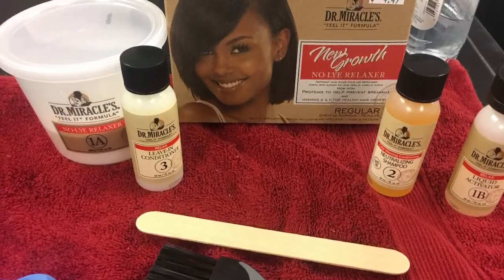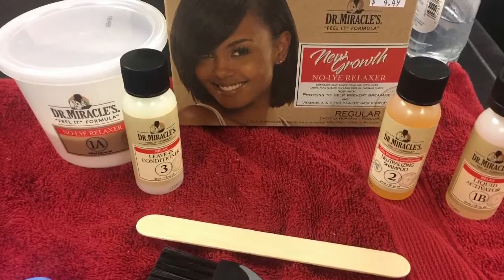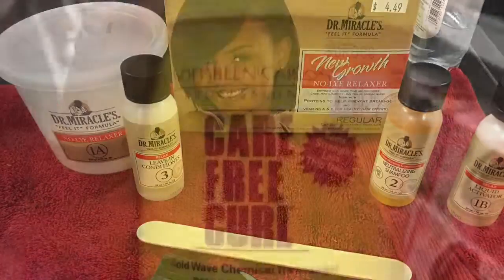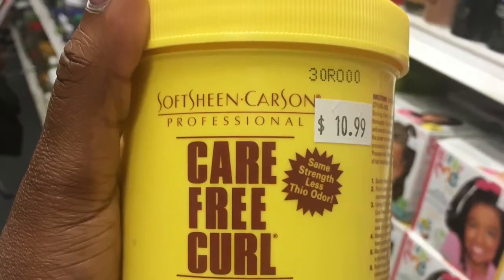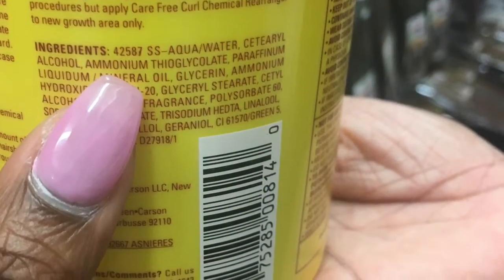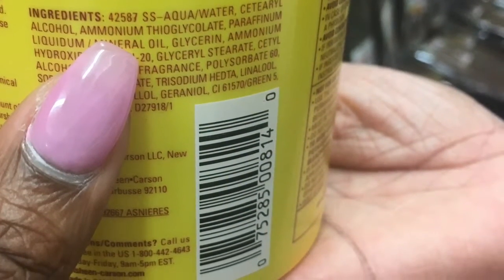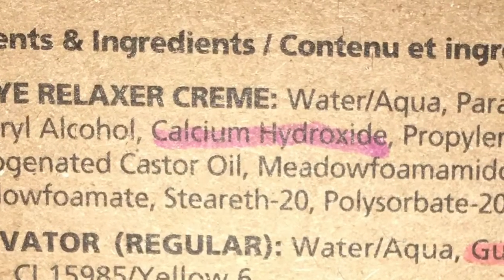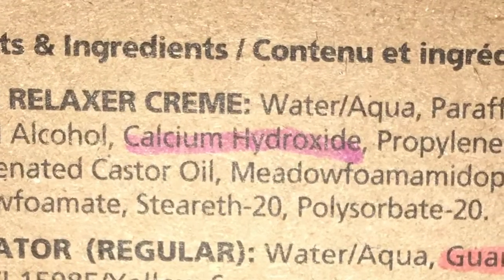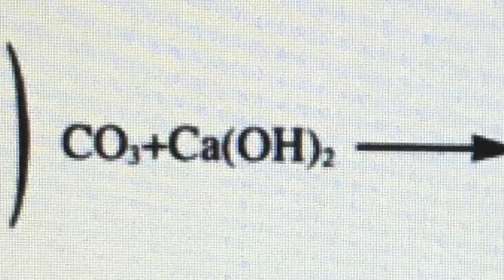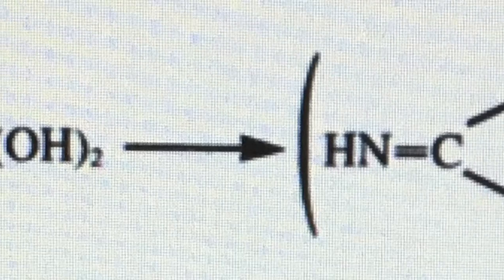The activator is poured into the relaxer cream in order for the cream to actually function. As mentioned before, for curling hair, ammonium thioglycolate is the main chemical responsible for the reaction. With our kit, the relaxer cream contains calcium hydroxide and the activator contains guanidine carbonate, some other primary chemicals responsible for the reactions. Together, the two produce guanidine hydroxide.